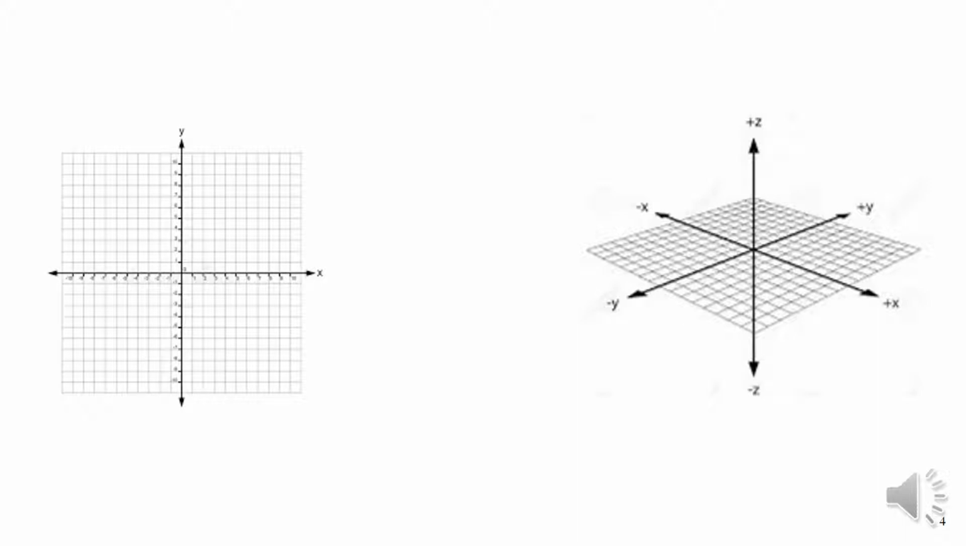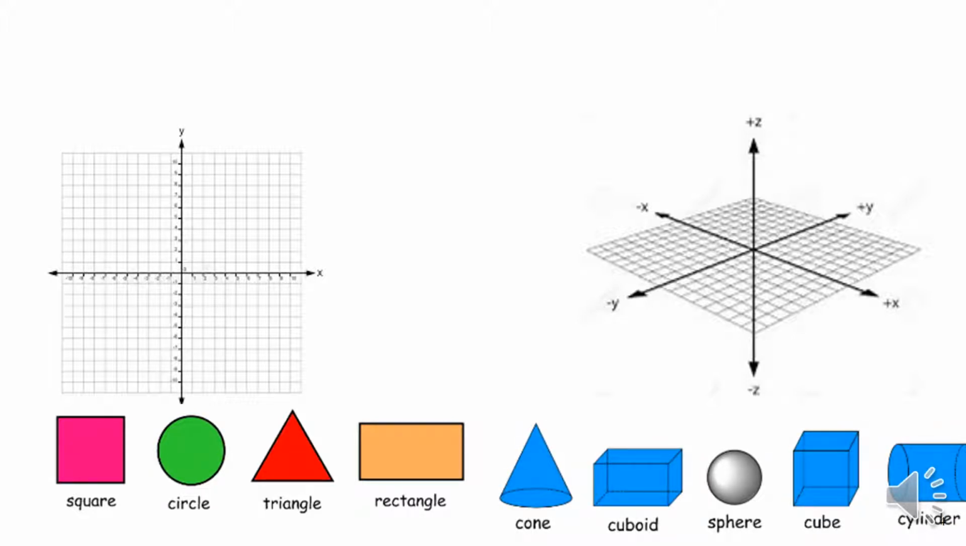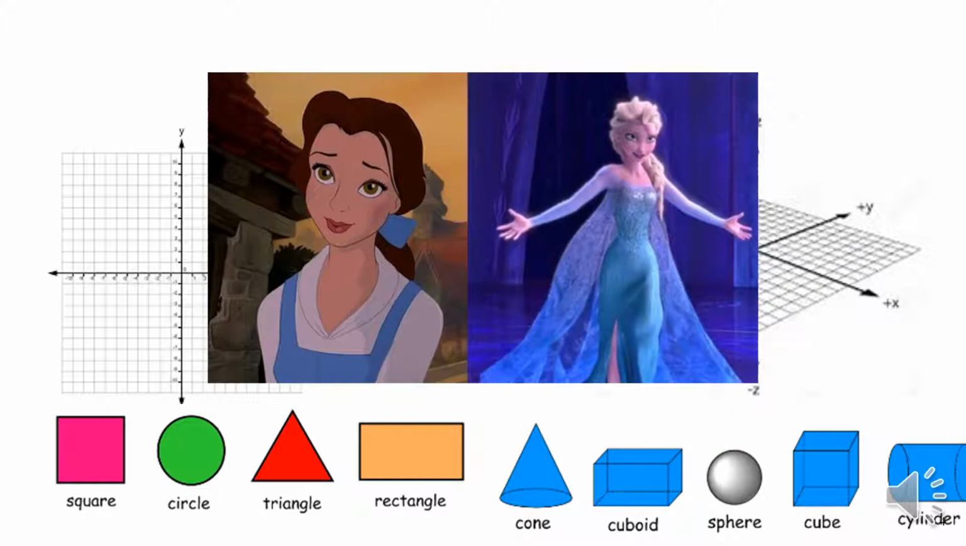So on the left-hand side, we have our normal Cartesian coordinates in 2 dimensions. However, on the right-hand side, we have Cartesian coordinates that are in 3 dimensions, our x-axis, our y-axis, and our added z-axis. In 2 dimensions, we have shapes like squares, circles, triangles, and rectangles. However, in 3 dimensions, we have cones, cubes, prisms, spheres, and cylinders. I think of it kind of like animations. On the left, we have Beauty and the Beast's Belle. That's in 2 dimensions. However, Frozen is in 3 dimensions.